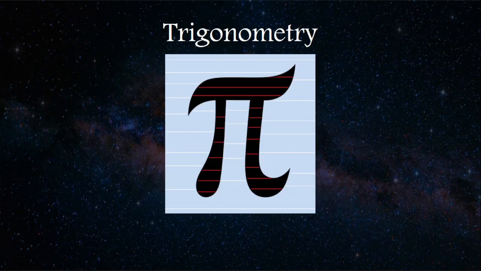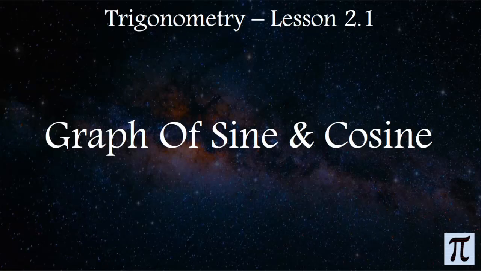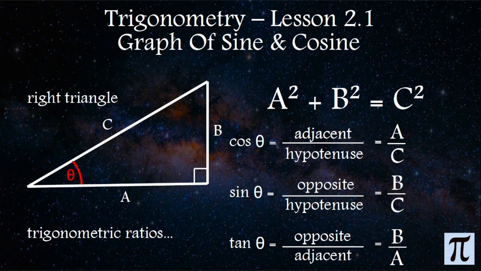Welcome back to our trigonometry series. Today we are up to section 2.1 where we'll be looking at the graph of sine and cosine. This is a continuation of our review of trigonometric ratios, cosine, sine, and tangent. These ratios compare the various sides of the triangle.